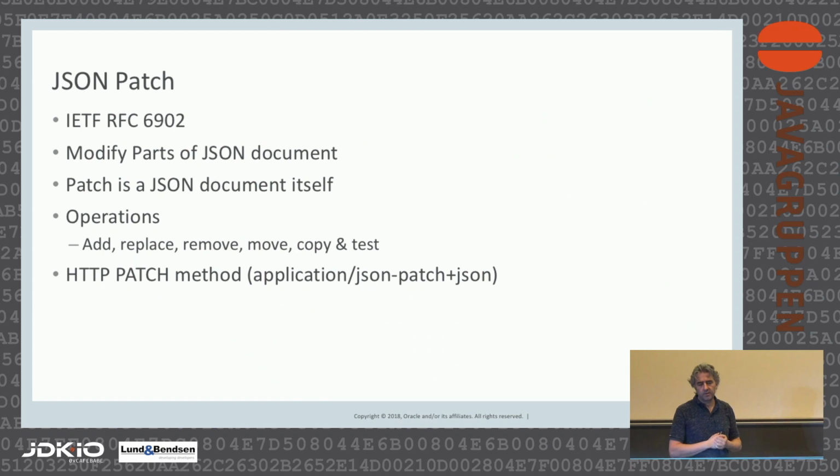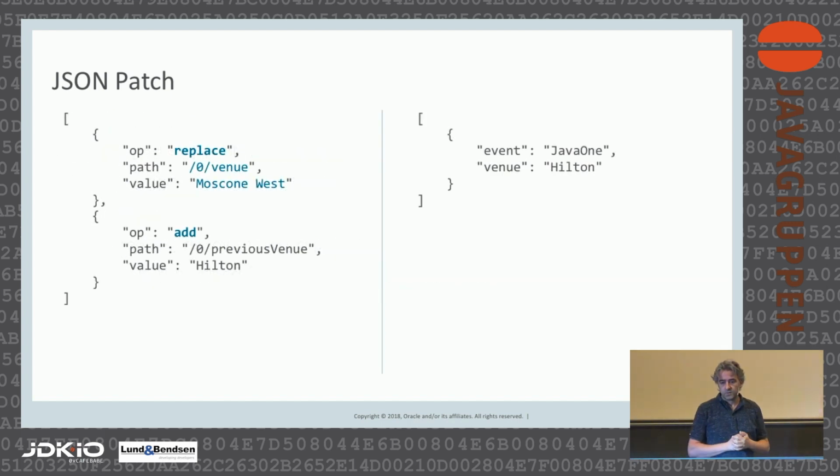Another standard that is part of JSON-P 1.1 and that is based on JSON Pointer is JSON Patch. Again, very obvious names. A patch is basically used to modify a JSON document. It also happens that a JSON patch is in itself a JSON document. So it's basically a JSON document that contains one or more operations that will be applied to another JSON document to modify that JSON document. So this is an example.